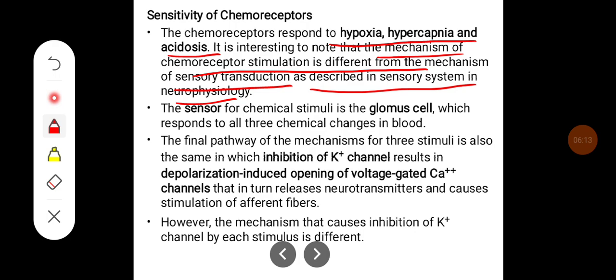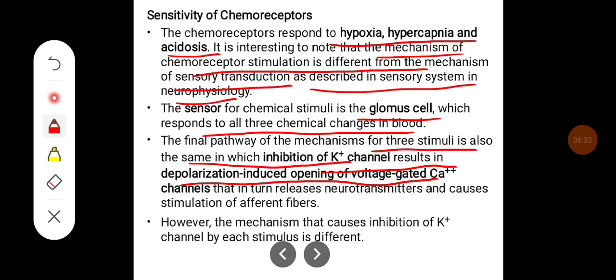The sensor of chemical stimuli is the glomus cell, which responds to all three chemical changes in the blood. The final pathway of the mechanism for the three stimuli is also the same, in which inhibition of potassium channel results in depolarization, induced opening of voltage gated calcium channels that in turn releases neurotransmitter and causes stimulation of afferent fibers. However, the mechanism that causes inhibition of potassium channel by each stimulus is different.